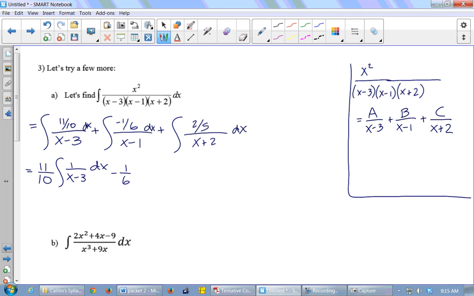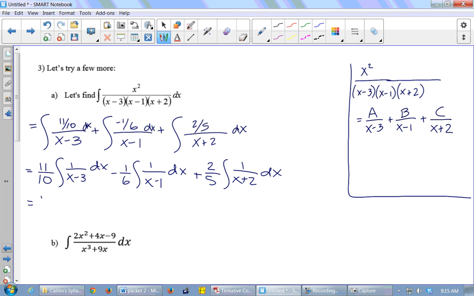Minus 1/6 the integral of 1 over x minus 1, plus 2/5 the integral of 1 over x plus 2. And then I could write down the u substitution, because if I was in this first example, if u was x minus 3, du/dx would be 1. So the substitution is very straightforward. So I'm just going to not write it down, but you can if you want.